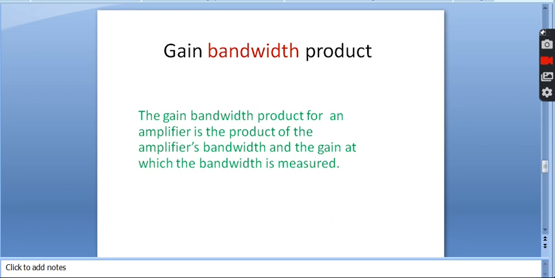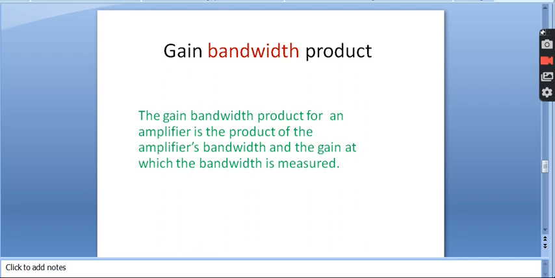Next specification, that is gain bandwidth product. Here gain is equal to output by input. It may be output voltage by input voltage, or output current by input current, or any other parameters. The gain is called output by input. Here bandwidth means higher cutoff frequency minus lower cutoff frequency. That means it works over some specified range of frequencies, and that is called bandwidth.